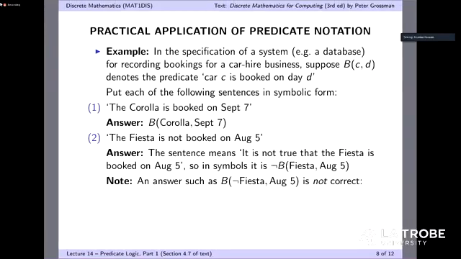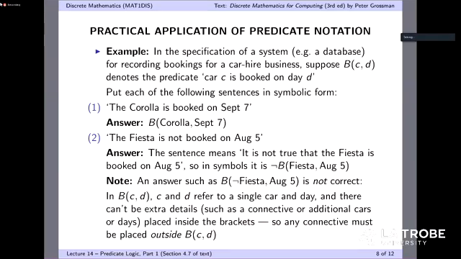Anyway, now move on. So if I put not inside, the quantifier doesn't go inside. As I said clearly previously, we don't put any quantifier inside. So it is incorrect. This predicate B(C, D) corresponds to single car, single day, right? And there can't be extra details, so you can't put any extra connectives or anything.